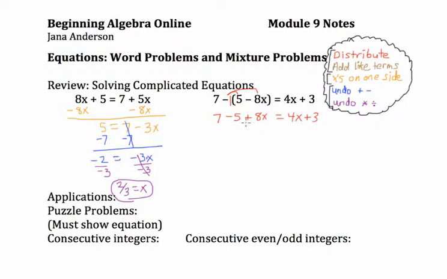Then on my left side, I have some like terms I can add together. The 7 and the negative 5 go together to make 2. Now, x is on both sides. Yep, I got to get rid of that. So again, I'll subtract 8x from both sides. And that will essentially move all my x's over to the right side.